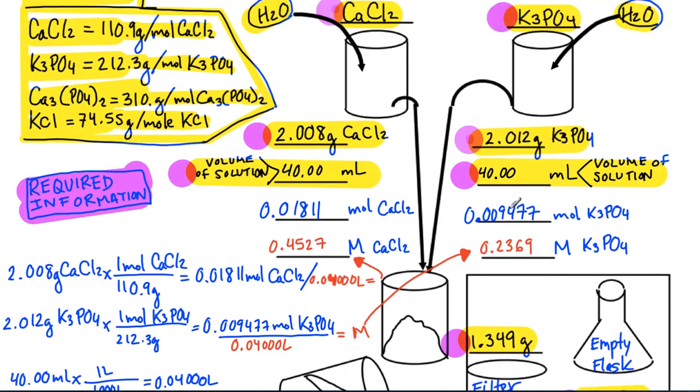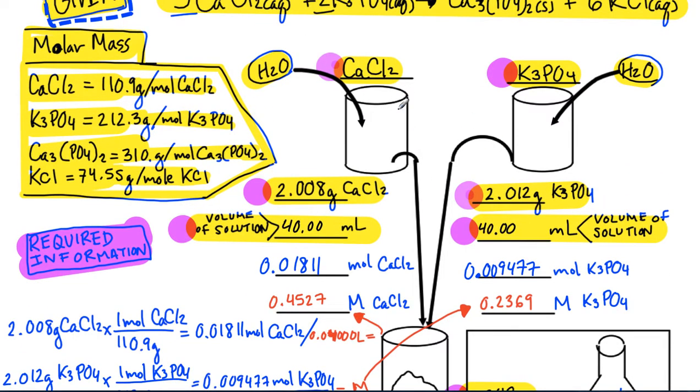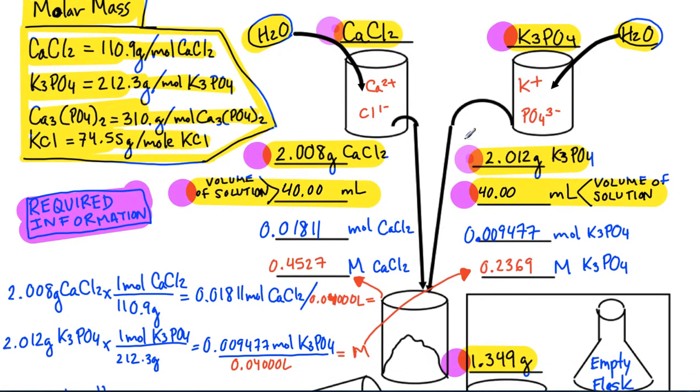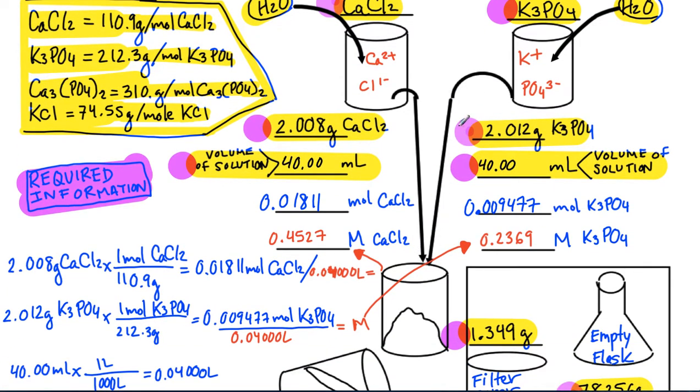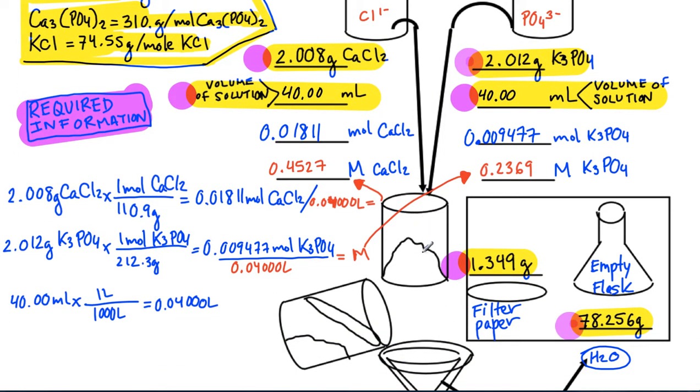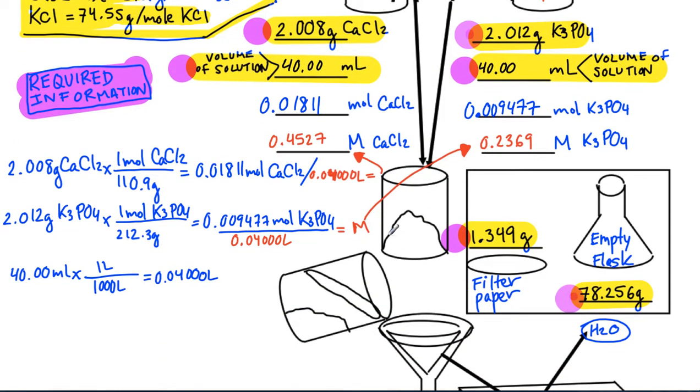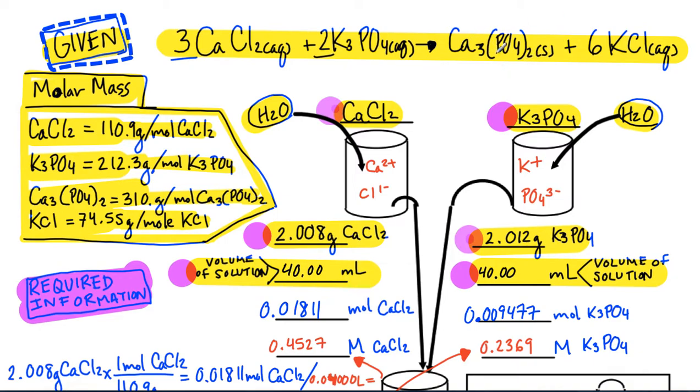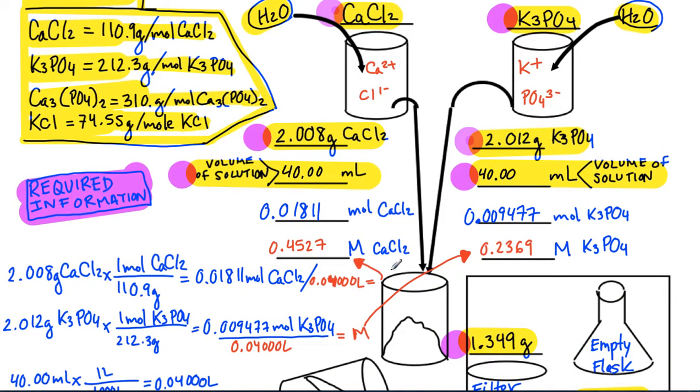Now let's take a minute and let's draw Magic School Bus style what is in each one of these so we can try to visualize it. So inside here we have calcium 2 plus ions, and we have chloride 1 minus ions. Over here we have potassium 1 plus ions and phosphate 3 minus ions. Now when I add these together, you see these arrows, I'm going to drop both of these into the same beaker. What we get is a precipitate. And the precipitate, if you look at the balanced reaction, is your calcium phosphate.